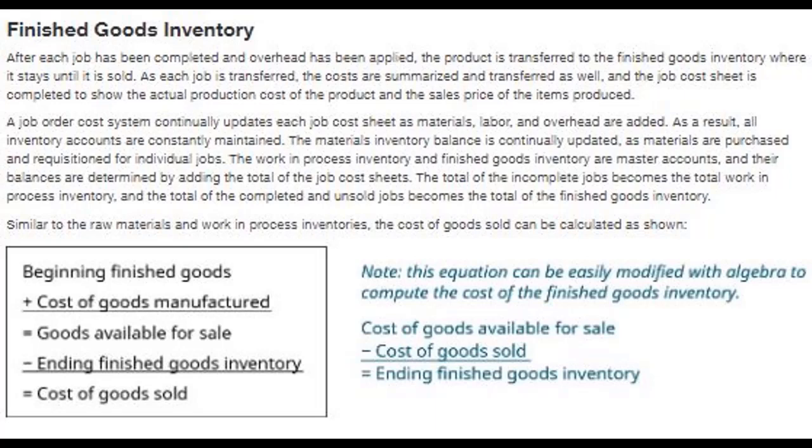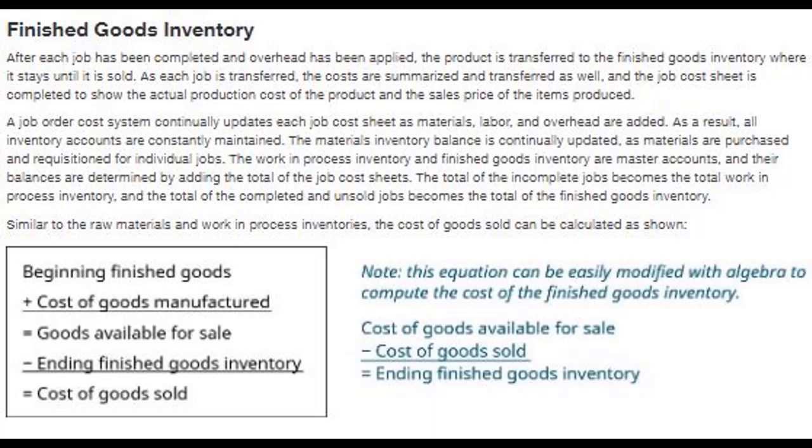And once you know that, you pretty much have the information that you need to prepare your financial statements, more specifically, your income statement, because revenues minus the cost of cookies sold minus other business expenses equals net income. And that's the cookie business. That is job order costing.